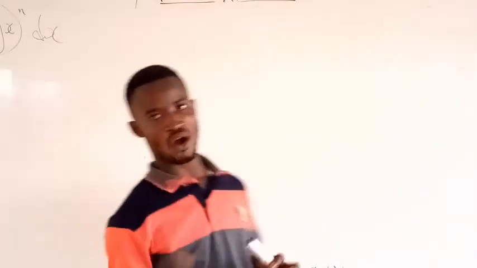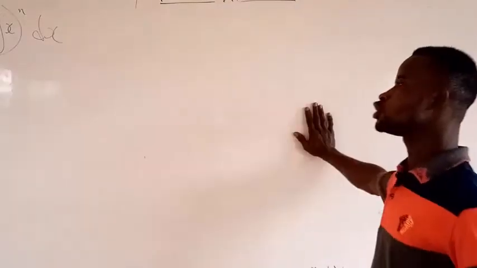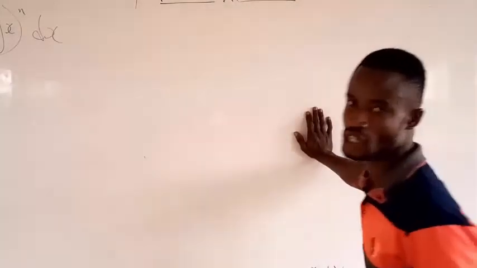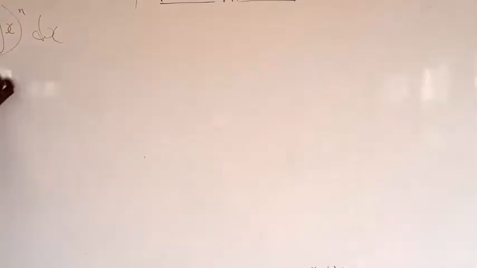Now, let's move on. What if we have the integral of (log x) to the power n dx? Here we have only two things: 1 multiplying log to the power n. When we set our u to be equal to 1, it's going to be difficult for us. When we set our u to be equal to this, that's what is going to help us. So we set u to be equal to (log x) to the power n.